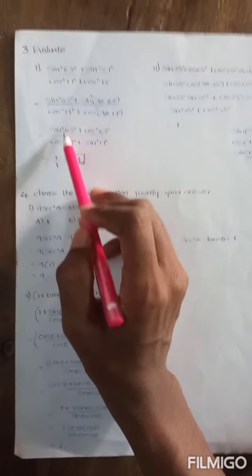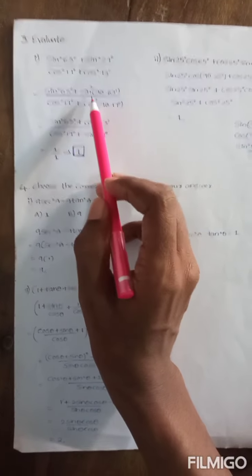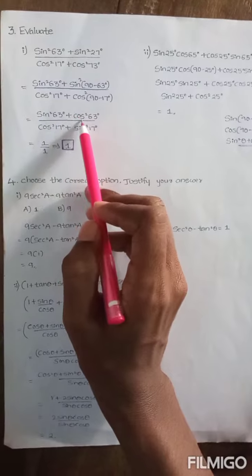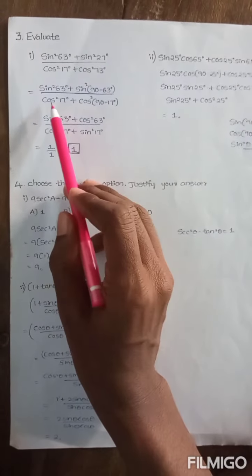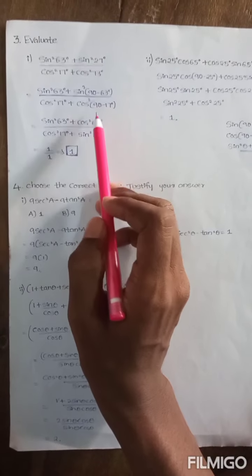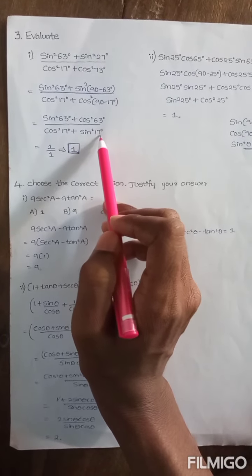That is equal to sin square 63 degrees plus, we know that sin of 90 minus theta is cos theta, that is cos square 63 degrees, by cos square 17 degrees plus, and cos of 90 minus theta is sin theta, that is sin square 17 degrees.